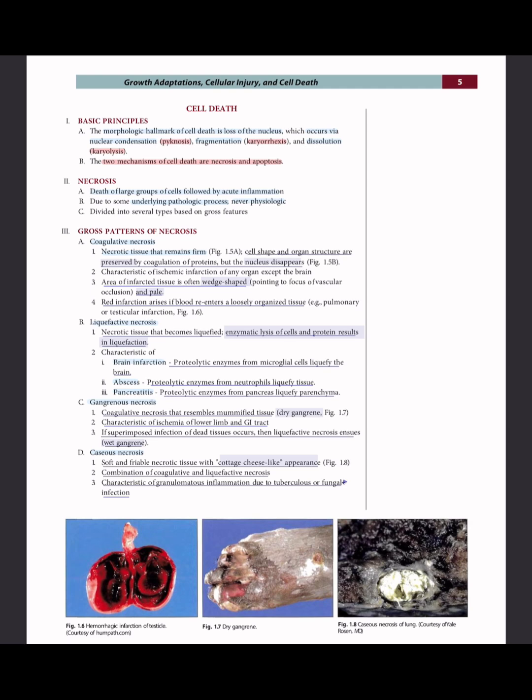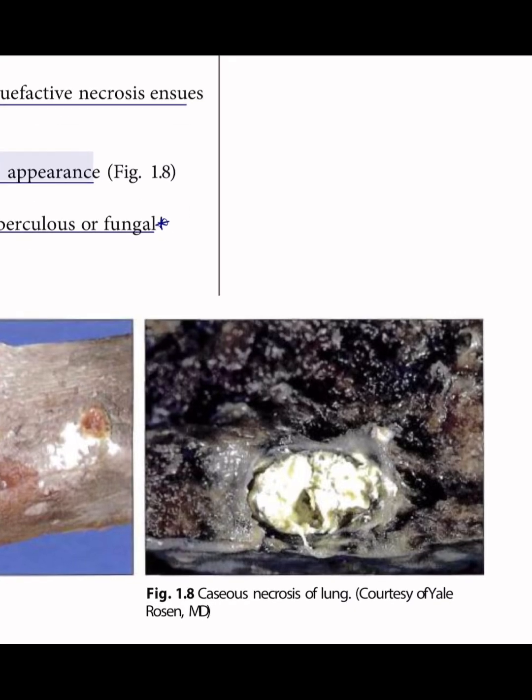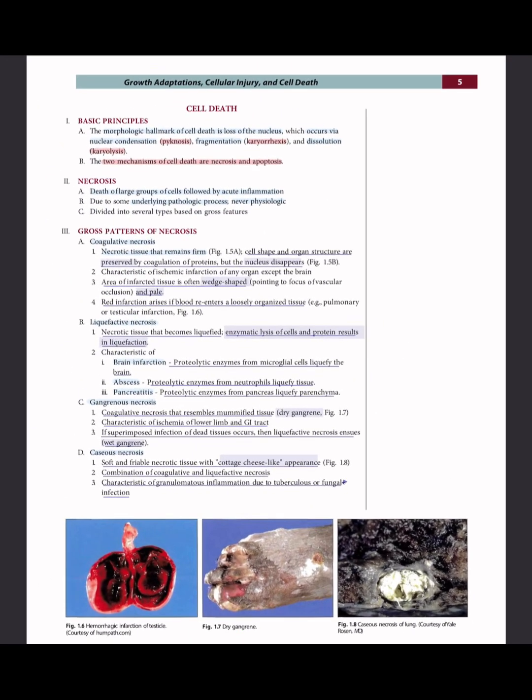Caseous necrosis. Soft and friable necrotic tissue with a cottage cheese-like appearance. They're showing us caseous necrosis of the lung right here, and you can see the cottage cheese appearance right here. It is a combination of coagulative and liquefactive necrosis, characteristic of granulomatous inflammation due to tuberculous or fungal infection.